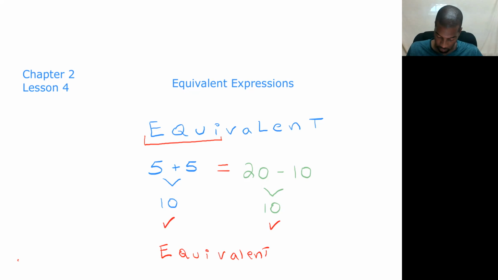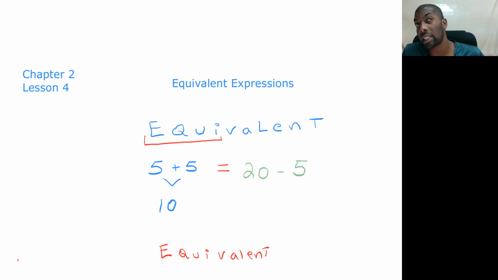Now let's say I changed it. Let's say it was 5 plus 5 on this side and it was 20 minus 5. Let's just keep it easy. Are these two expressions still equivalent? Well, let's try it out. We know for a fact that 5 plus 5 is 10. Now we go to the other side. What is 20 minus 5? 20 minus 5 is 15. This does not make any sense. 10 is not the same as 15. 10 is not equal to 15.